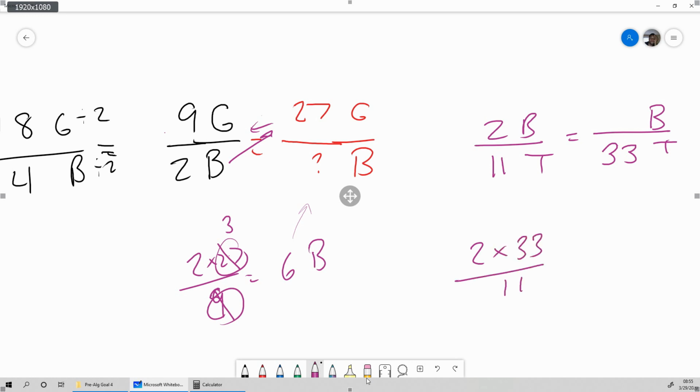Again, 33 divided by 11, that's just 3. So he should have 6 boys. And what do you know? In this other ratio, 27 plus 6 is also 33. So I know that I'm all added up.